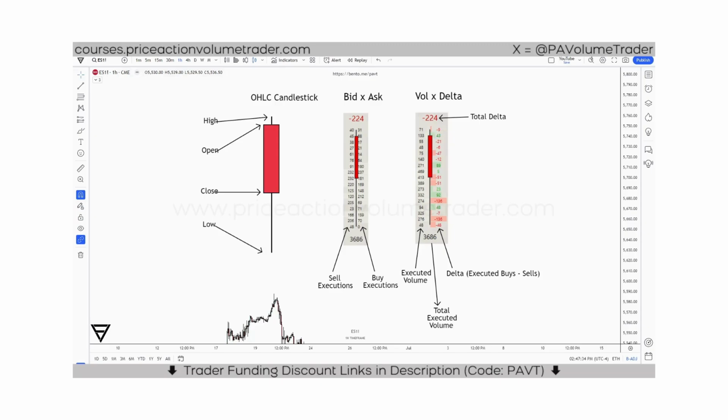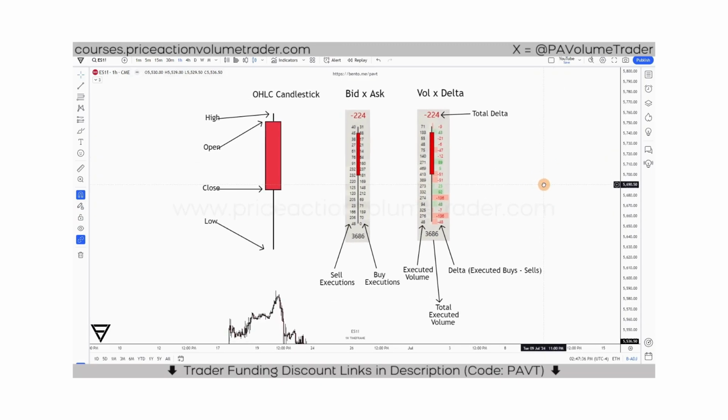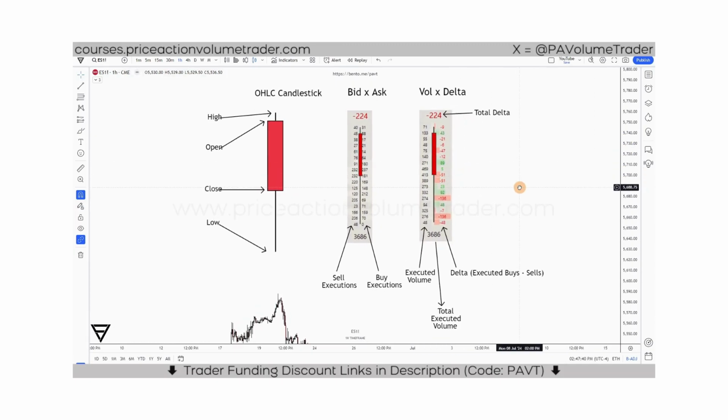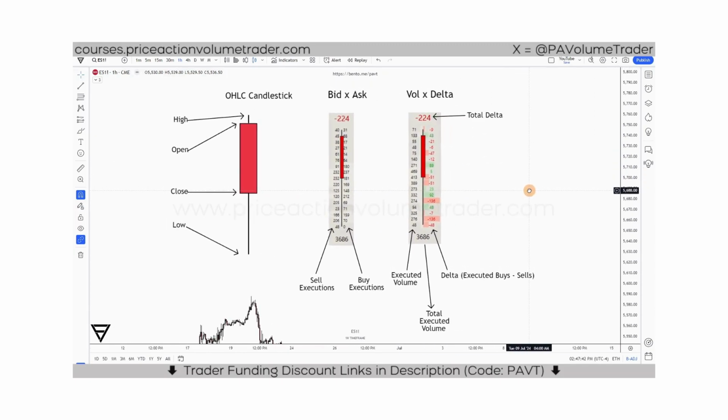Okay, so that is in a synopsis what we will be looking at when we are looking at a footprint candlestick chart versus just a regular candlestick chart. Okay, so now let's move on to Sierra Chart and let's go into the number one rule.